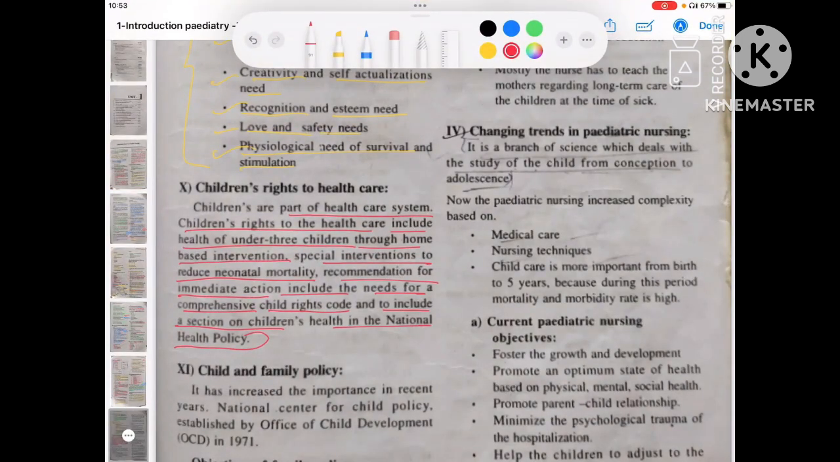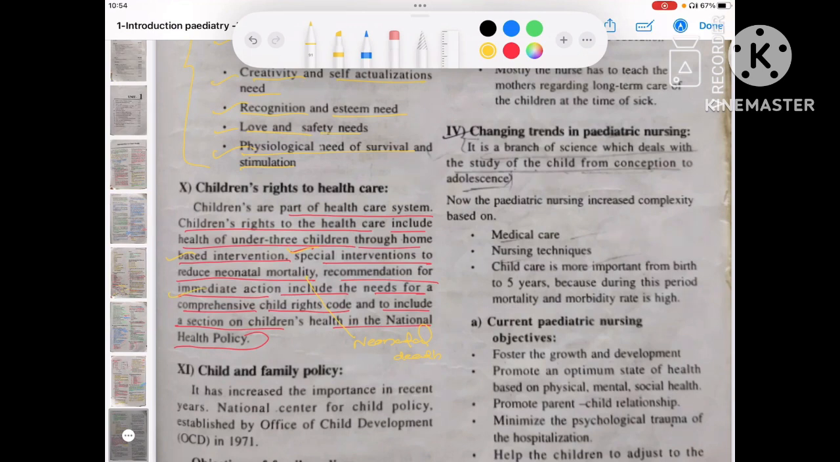So here the children have rights. What rights will be included? It includes care for under-three children through home-based intervention. So we will provide home-based care and special intervention to reduce neonatal mortality. Neonatal death: the pediatric nurse has to stop or reduce neonatal death. It is neonatal mortality.